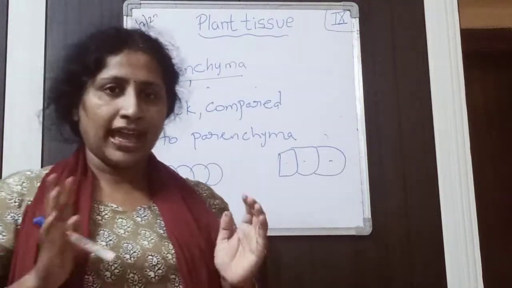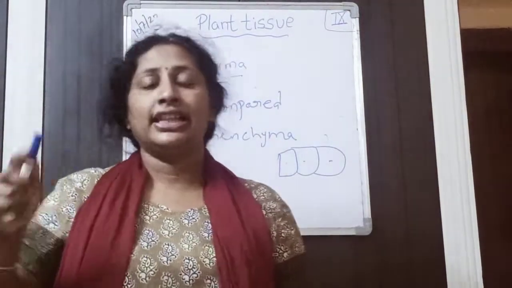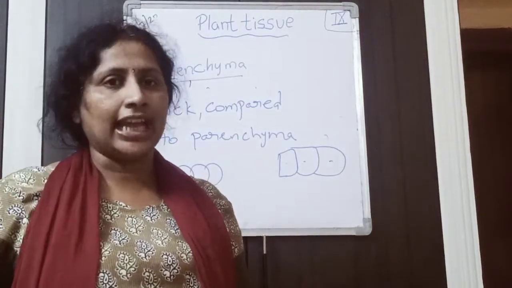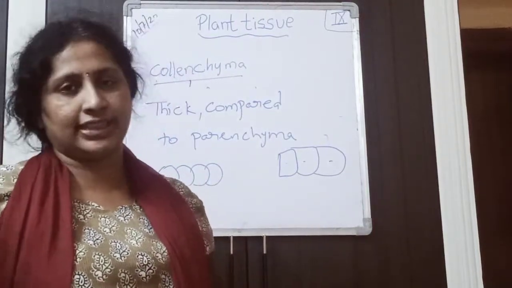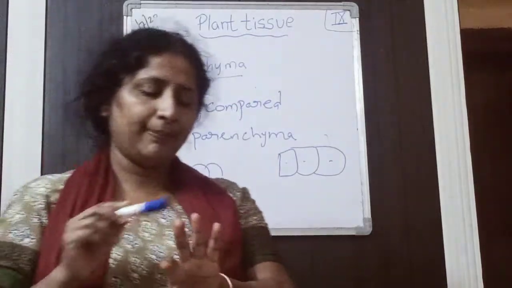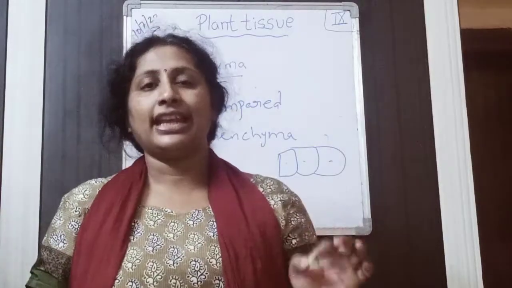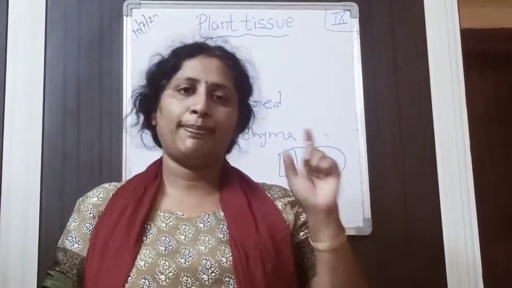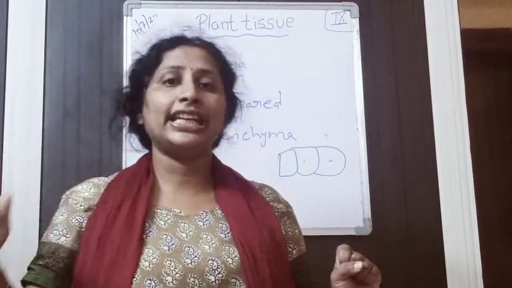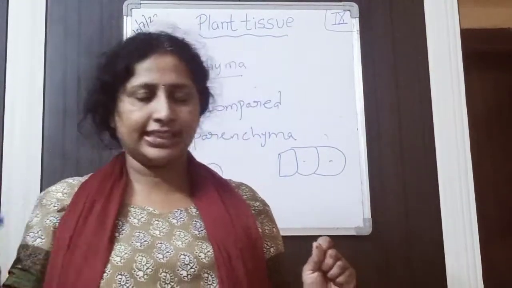Okay, parenchyma and collenchyma both are living cells. The third, that is sclerenchyma, is made up of dead cells. Okay, just remember, ground tissue has three main parts: parenchyma, collenchyma and sclerenchyma. Parenchyma and collenchyma are made up of living cells. Sclerenchyma is made up of dead cells.